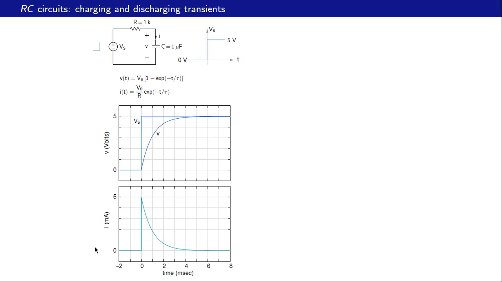Second observation, the capacitor current is always positive, as is also obvious from this equation. This term e raised to minus t by tau is always positive, and V0 and R are positive constants, and therefore the capacitor current is always positive. Now, since the capacitor current is C dV by dt, a positive capacitor current means a positive dV by dt, and therefore we expect the capacitor voltage to always keep rising like that.